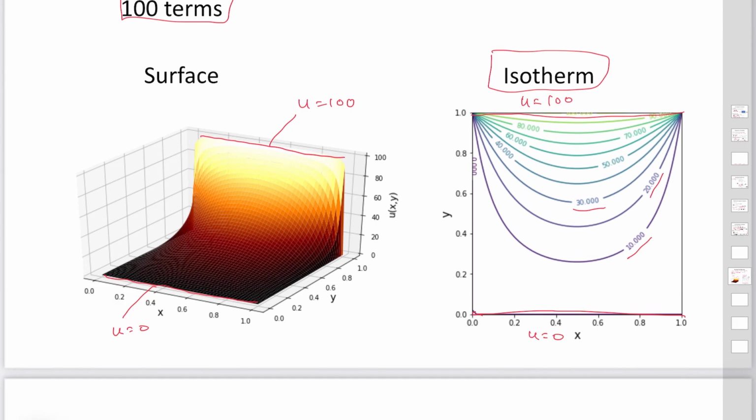So in this section, I explained how to solve the Laplace equation. Okay, this is the end of this session.